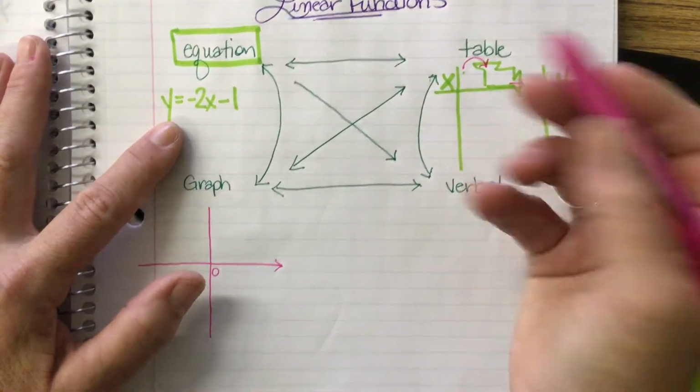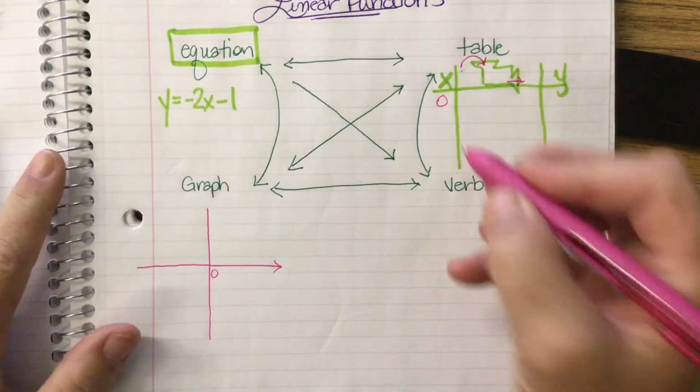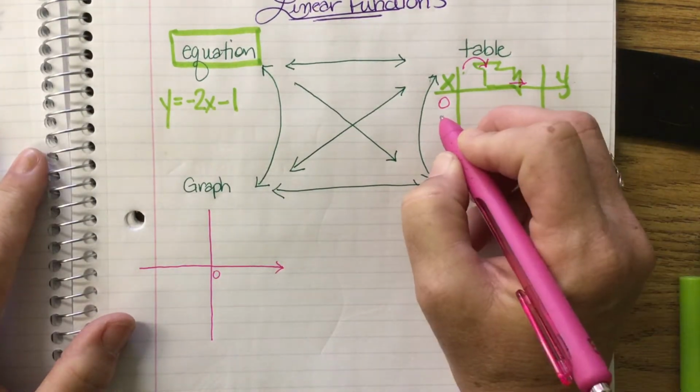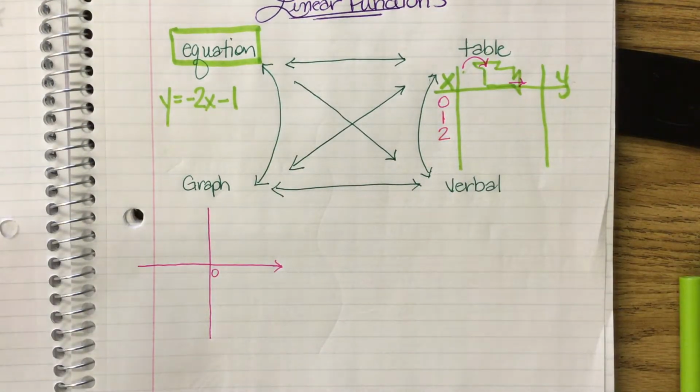So I love to pick 0. I love to pick simple numbers. You can just do 0, 1, 2. I can skip a number if I want. I can use a fraction if I want, but nobody wants to mess with those yucky numbers.